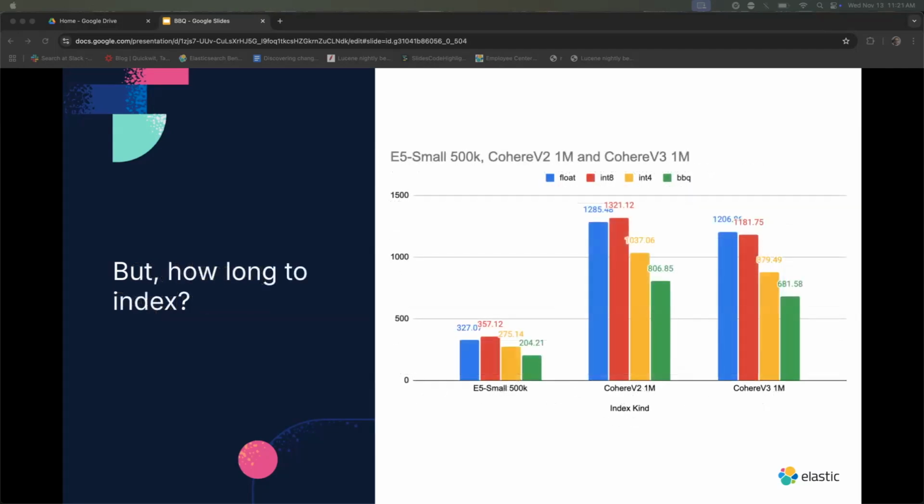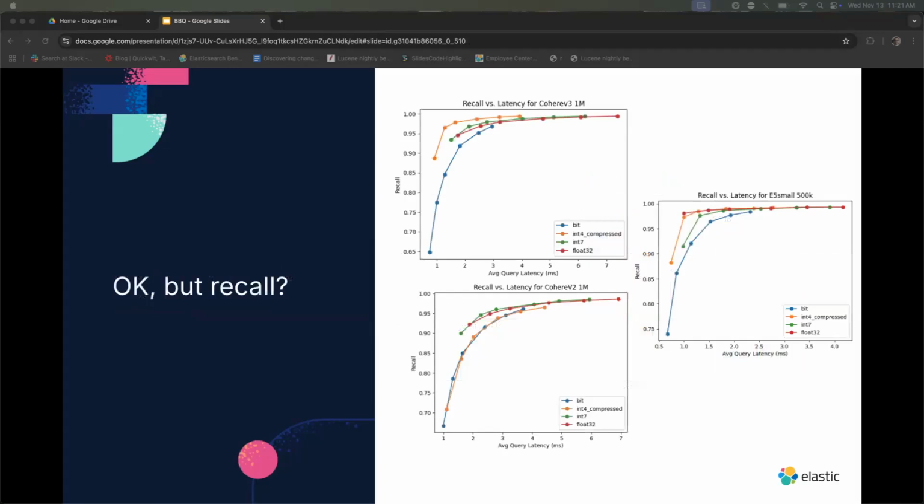And so here is some numbers on how long it takes to index this. The green is BBQ, the blue is float, and this was ran on my MacBook. So across the board, BBQ is cheaper to create the index, mainly because vector comparisons are much faster because we're doing bitwise and there's much less data to have to read on heap or to pull into cache to do comparisons. All right. So Ben, how does it fare on the recall side of things?